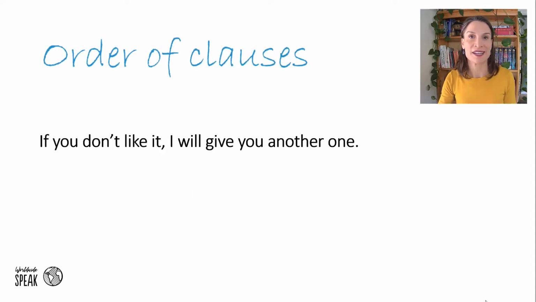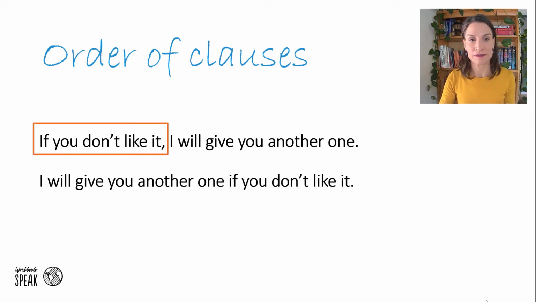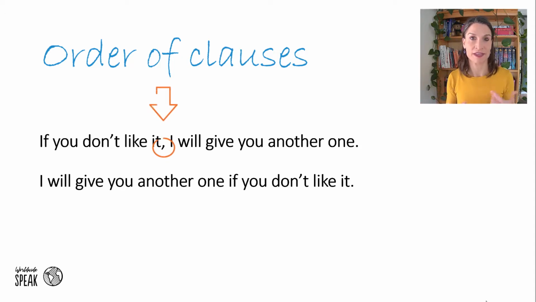So there's two more things that I want to talk about with conditionals, and they are connected. Our sentences all started with if before, like this. If you don't like it, I'll give you another one. But you can reverse the order if you want to, and you can put the if clause in the second part of your sentence. You can write it like this: I will give you another one if you don't like it. And these mean the same thing. The second thing I wanted to say is if you put the if clause in the second part of your sentence, then you don't use a comma. When you begin your sentence with if, like the first one, then you're going to put a comma at the end of the if clause. And if you put the if clause in the second part, you don't need a comma, and that's all.